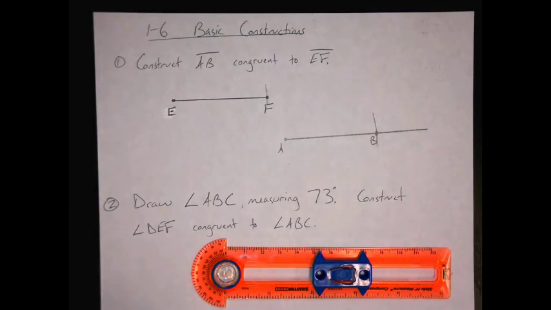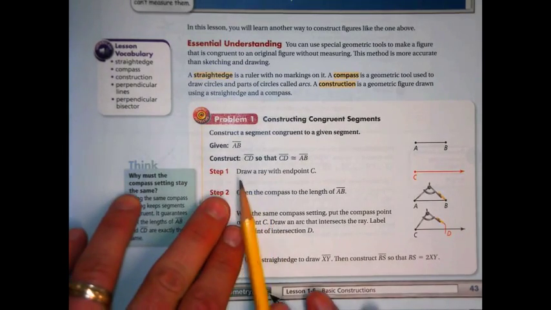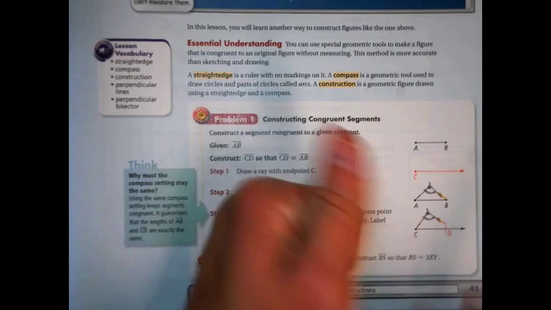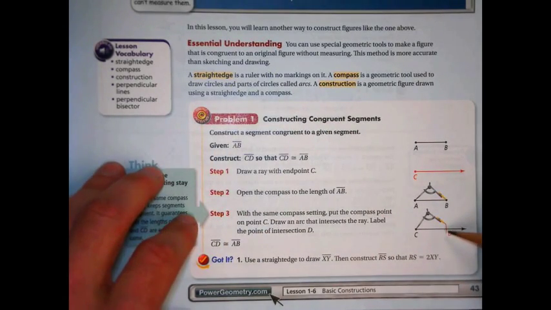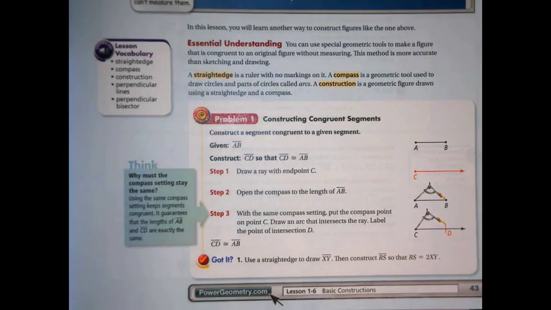But remember, in the textbook, the steps are the same. This is what we did. We drew a ray with an endpoint C. We opened the compass to the length of AB, put the endpoint down, look for the hole. And then make an arc, scribe your arc on the ray you drew. Now you have a congruent segment.